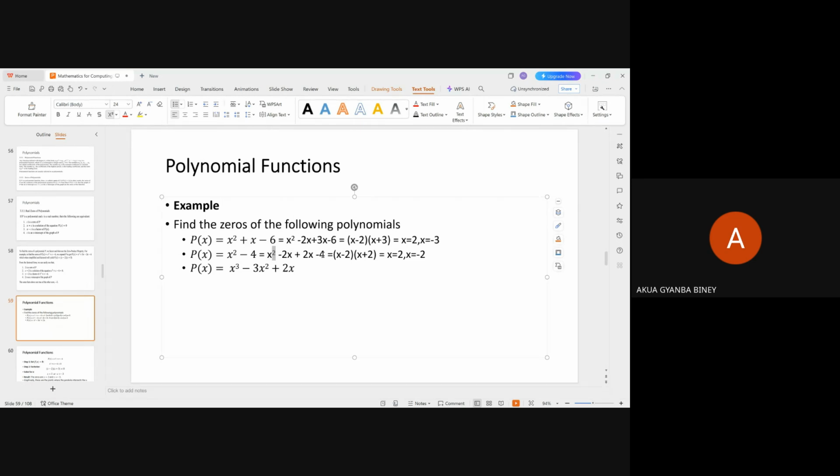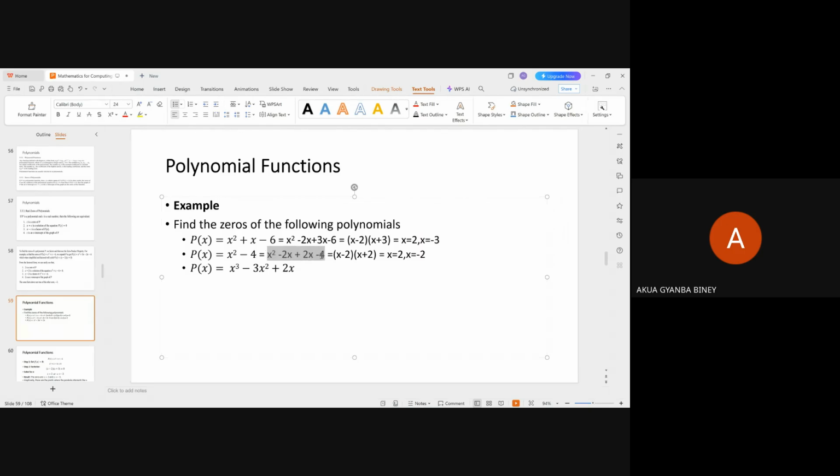This is the factored one. These two numbers, minus 2 plus 2, give you 0, so this term is not there. Then minus 2 multiplied by 2 gives you minus 4. So if you are thinking you can factorize using the same method, it is there.